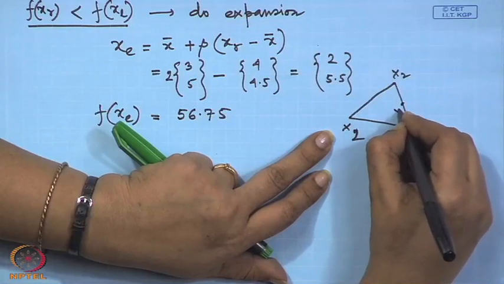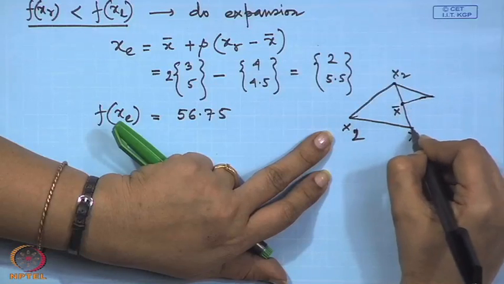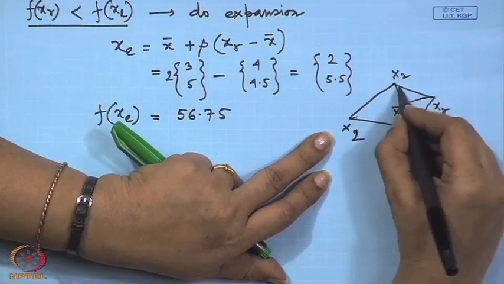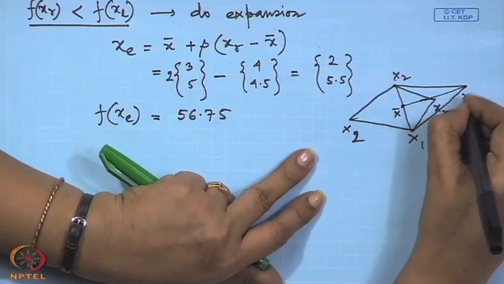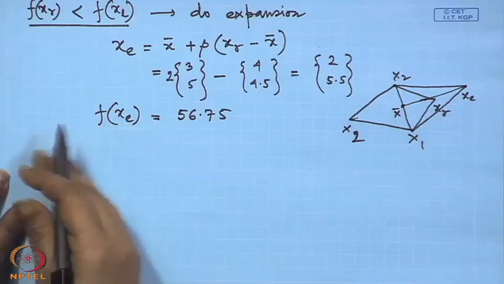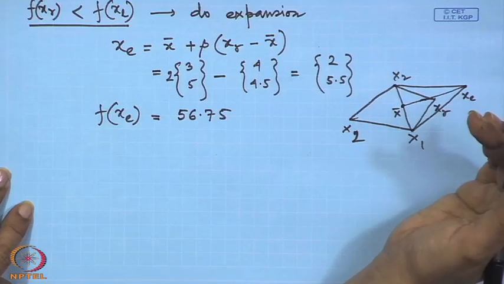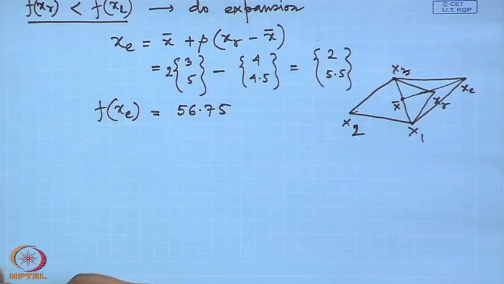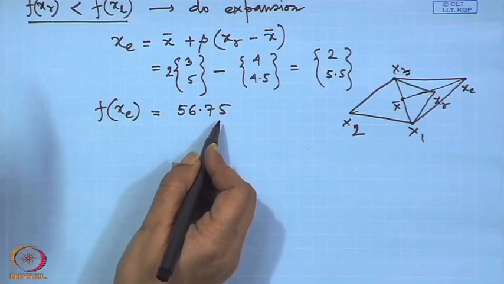We are moving to the x bar, then we are going to reflection xr, then we are moving further and we are going to xc in this direction only. Since we are getting better minima, we will again apply the expansion process with the new simplex. Then what is my new simplex here? My new simplex would be x1, x2. Since we are doing the expansion process, we are having the value xc, and we could see that we are getting the better minimum value at this point.